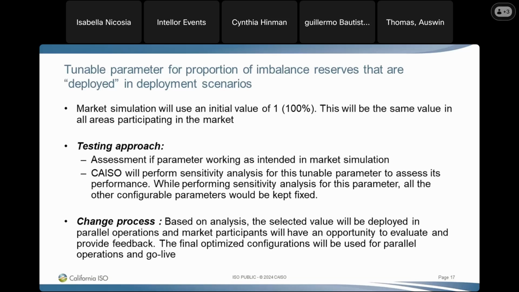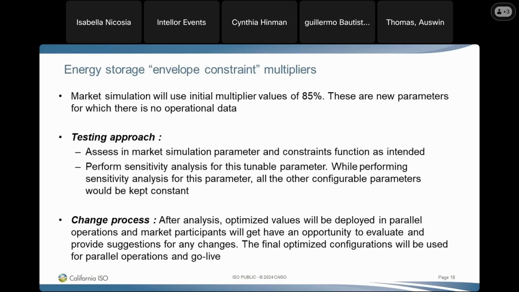Any other questions? Okay, not seeing any. So we'll continue. Now we're at the 3rd parameter.